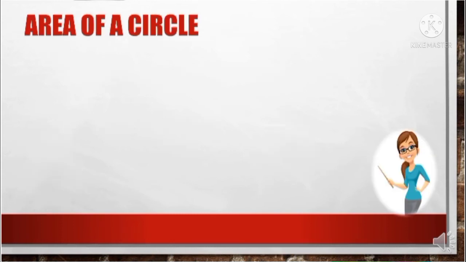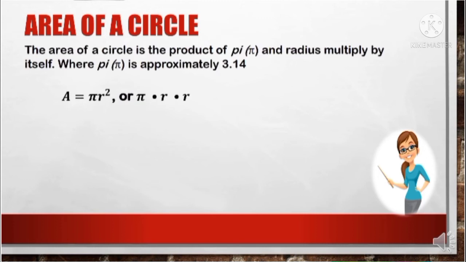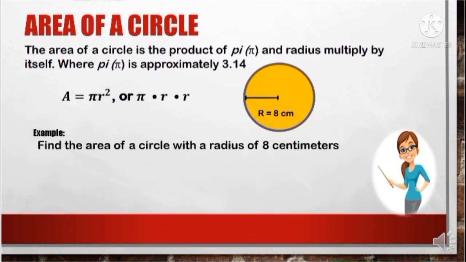Let us now have the area of a circle. The area of a circle is the product of pi and the radius multiplied by itself, where the value of pi is approximately 3.14. Our formula is A equals pi r squared, or simply you may use pi times r times r. For example, find the area of a circle with a radius of 8 centimeters. In solving this, we have A equals pi r squared.